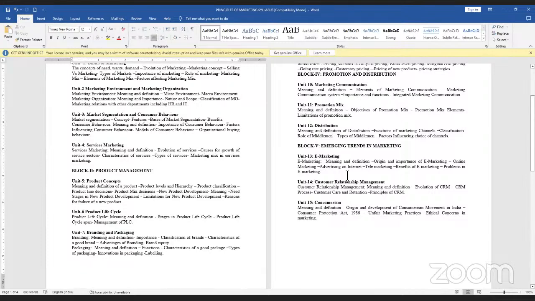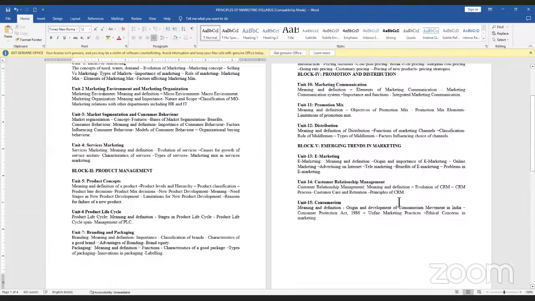And the fifth unit is about emerging trends in marketing. What are the new trends taking place in marketing, like e-marketing, customer relationship management, and consumerism? What is e-marketing, and what different types of e-marketing came into existence? We learn a brief about those.